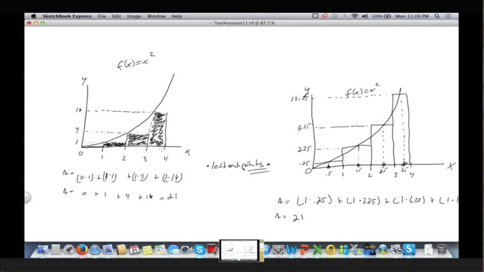Tell me how you calculated that. Let's see. We plugged in 4. We got 16. Oh, but it's the left endpoint approach, so we should have put in 3. Okay. Oops.